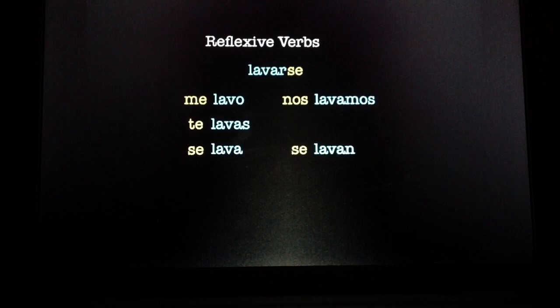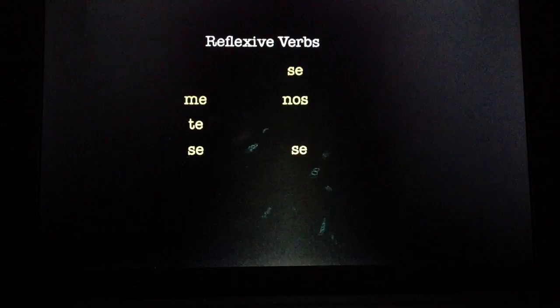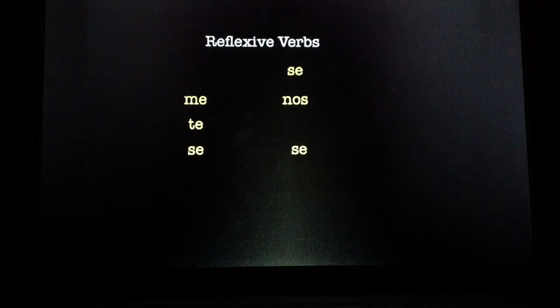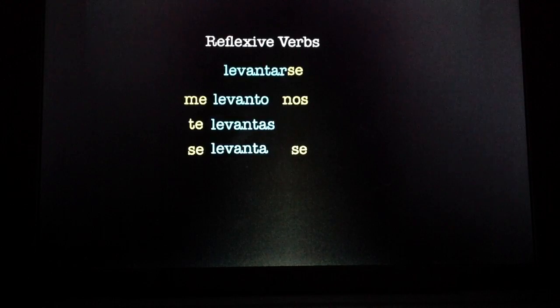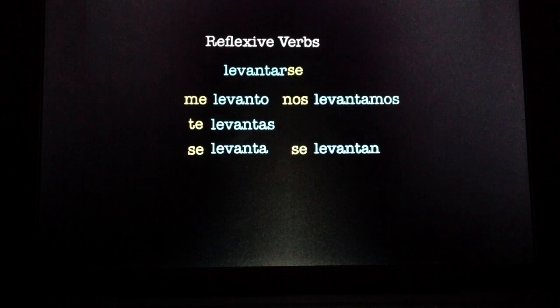So let's take a look once again at lavarse. We have these reflexive verbs like me lavo, te lavas, se lava, nos lavamos, se lavan. Okay, we've seen that before. We're left with these pronouns, reflexive pronouns. Me, te, se, nos, and se. Again, I told you that's what we need to memorize. We can plug any of our reflexive verbs into this little formula, such as levantar, and we can conjugate now levantar, because it's a regular AR verb, and we put it the same place we put lavar. Now we have me levanto, te levantas, se levanta, nos levantamos, and se levantan.